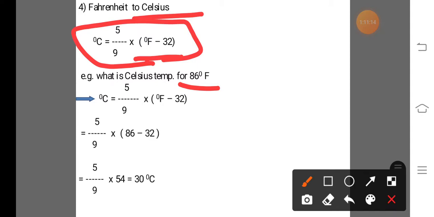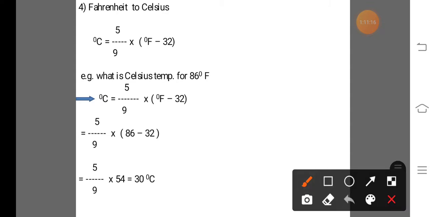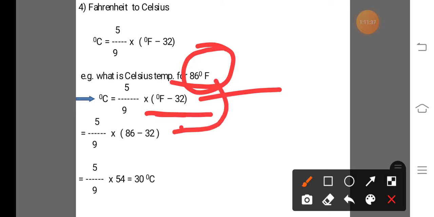So one example is, what is the Celsius temperature for 86 degree Fahrenheit? In case of solution, first we write the formula, and the formula is degree Celsius is equal to 5 by 9 into bracket degree Fahrenheit minus 32, and this degree Fahrenheit value is put in the formula. That means next step, degree Celsius is equal to 5 by 9 into bracket 86 minus 32.